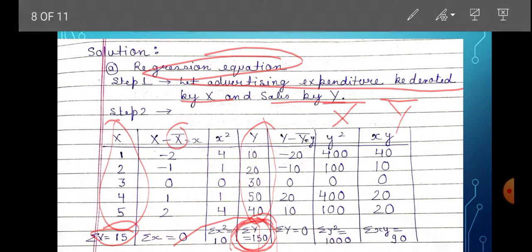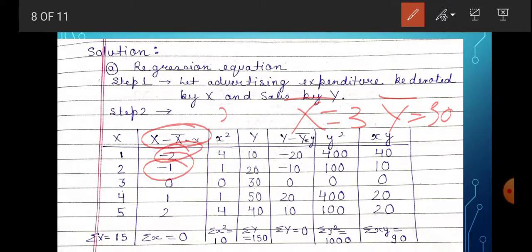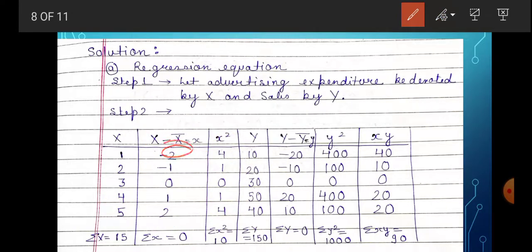Now next, we will calculate everything. First we find small x, which is x minus x bar. Our x bar is 3 and y bar is 150 by 5, which is 30. If we subtract, 1 minus 3 is minus 2, 2 minus 3 is minus 1, 3 minus 3 is 0, 4 minus 3 is 1, 5 minus 3 is 2. For x square, minus 2 square is 4, minus 1 square is 1, 0 square is 0, then 1 and 4.